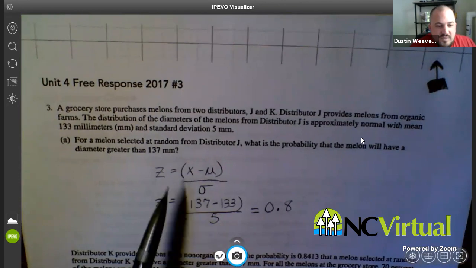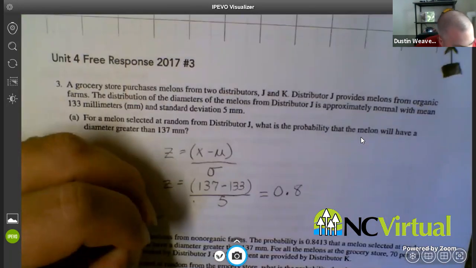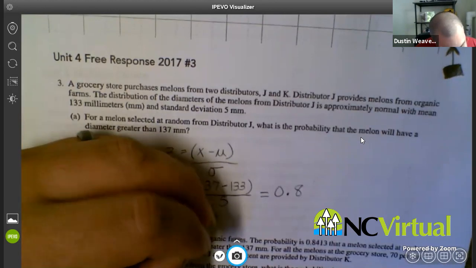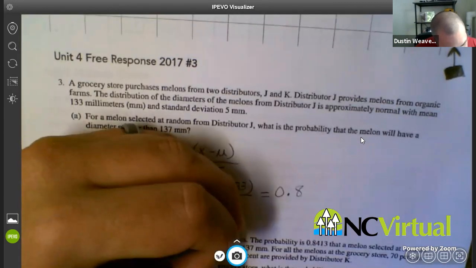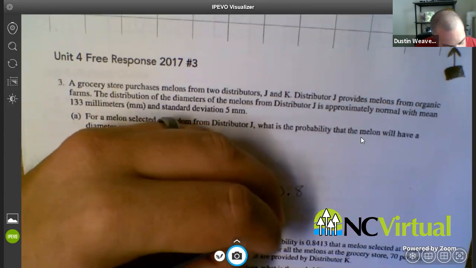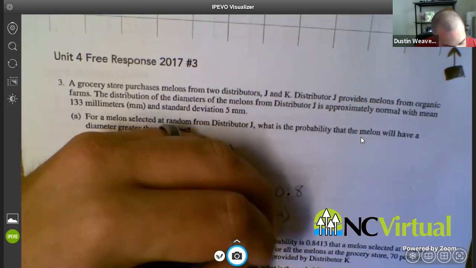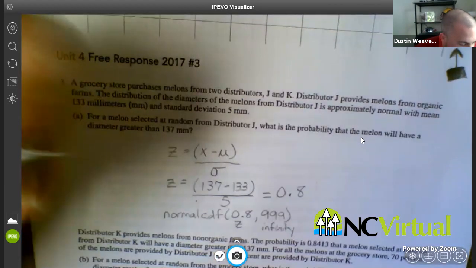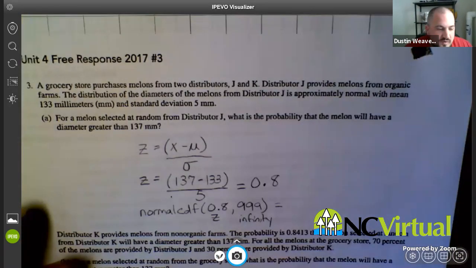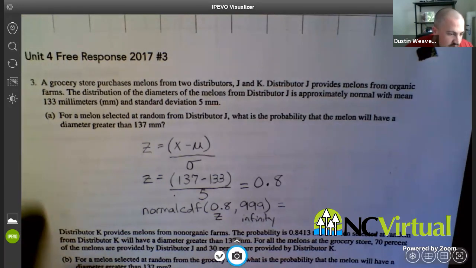Now, it wants to be greater than that, so we're going to do our normal CDF. Our z-score is 0.8, and we want to go to infinity, which we're going to put as 999. So we want to go greater than or equal to. So we're going to go to our calculator, and get our calculator pulled up for normal CDF.